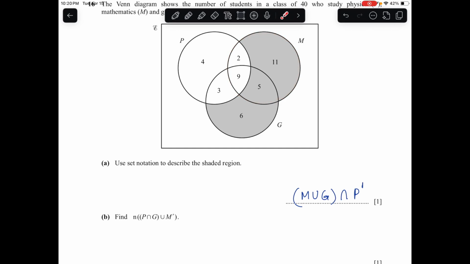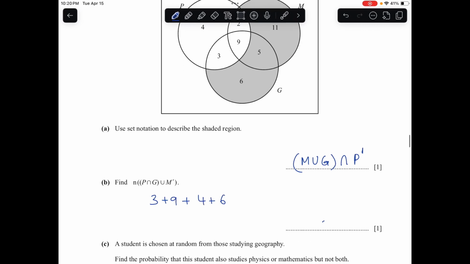So when it is union, you got to remember you have to select P intersection with G. So what is P intersection with G? This is the union. Okay, we are looking for the intersection. So intersection is just going to be 3 plus 9, plus we need to select everything that is not in M. Not in M is also 4 and 6. Yeah, plus 4 and 6. This works out to be 22.